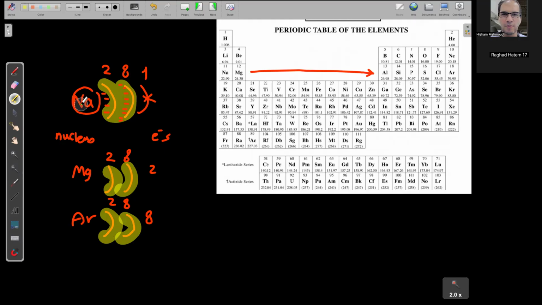What about the distance between the nucleus and the valence electrons? Is it different? No, this is the distance here. This is the distance here. This is the distance here. It is the same.